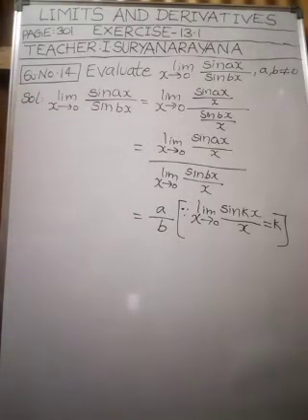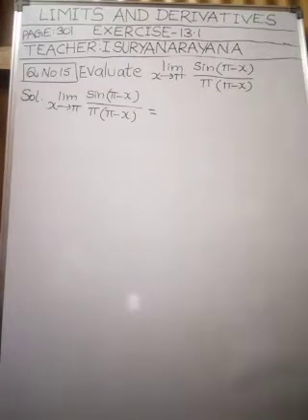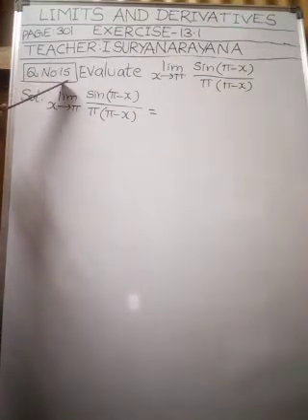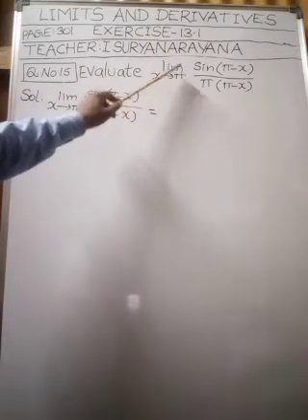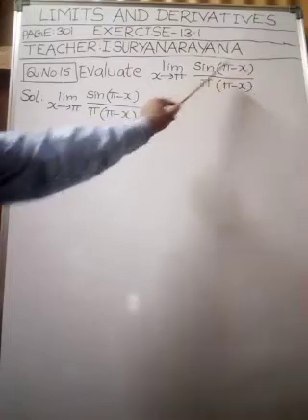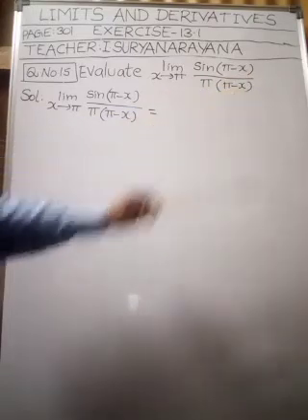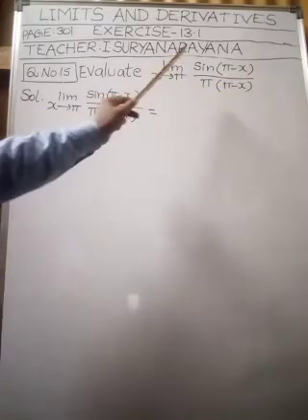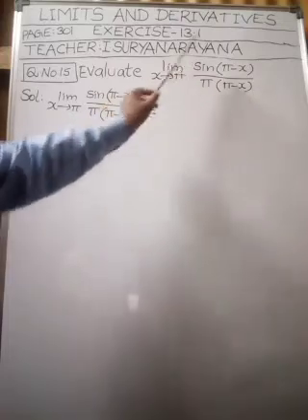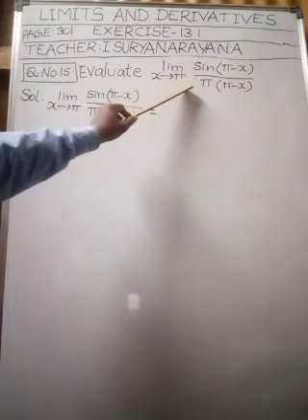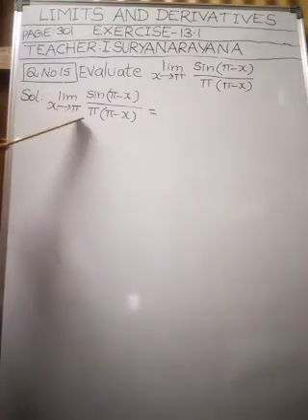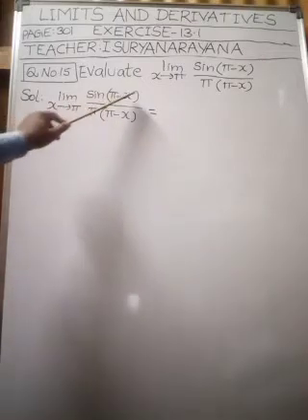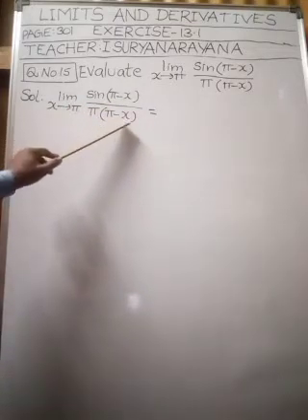Understood, my children? Come to the next question, question number 15. Evaluate as x tends to pi, limit of sin(pi minus x) by pi into (pi minus x). Understood this question, my children? We have to find the limit of this function as x is approaching pi. Come to the solution part. As x tends to pi, limit of sin(pi minus x) by pi into (pi minus x).